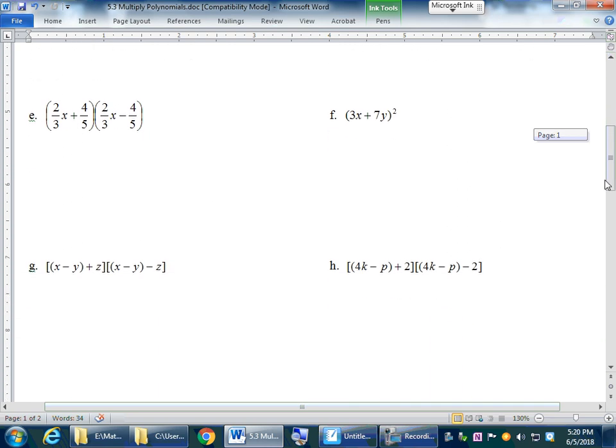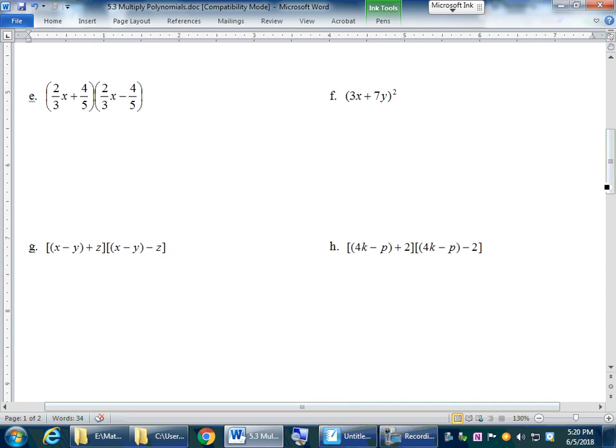Continue on to the next example, and notice that my first and last are identical with opposite operation. So this is the difference of two squares format. So I can basically say the first square minus the last square. So it will be 2/3 x squared and then 4/5. So we are using the formula. So that would be equal to 2/3 squared is 4/9 x to the second power minus 16/25. That will be my final answer.